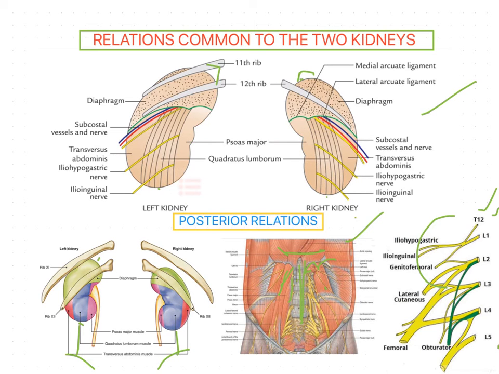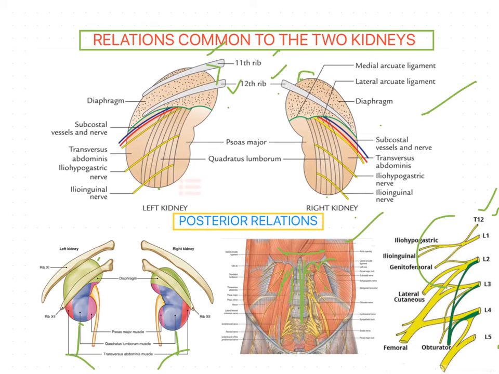You can see the right kidney and the left kidney. First we will observe the right kidney. The right kidney is located somewhat below the level of the left kidney. That means the left kidney is related to both the 11th rib and 12th rib, whereas the right kidney is related only to the 12th rib. It also touches some of the 11th intercostal space. So that is the relation with the ribs.